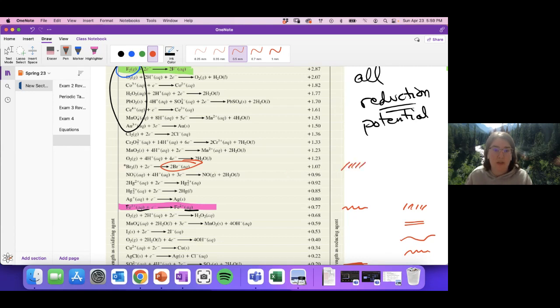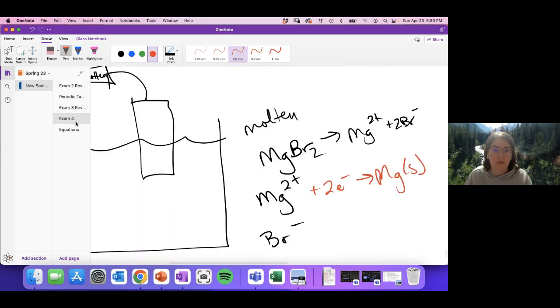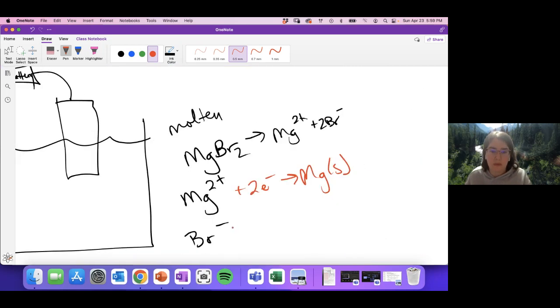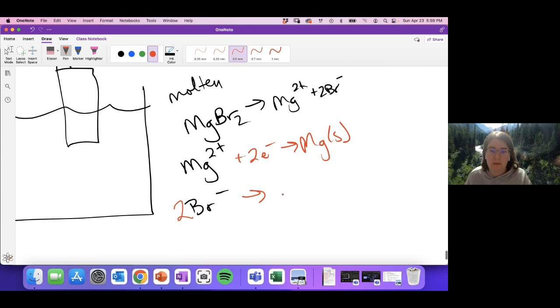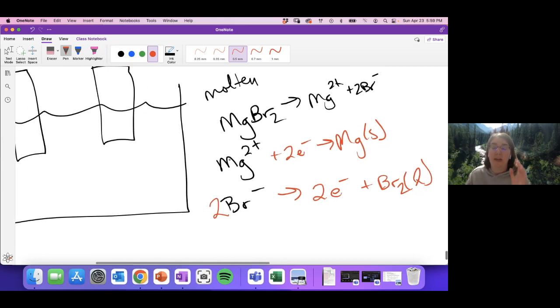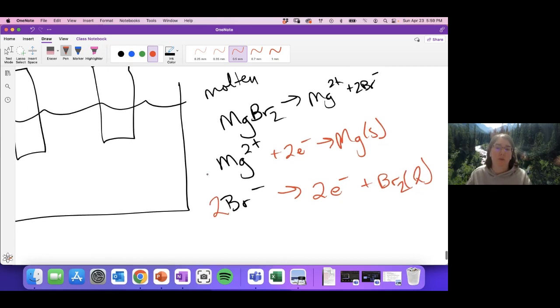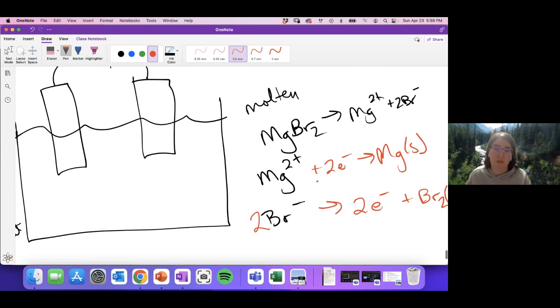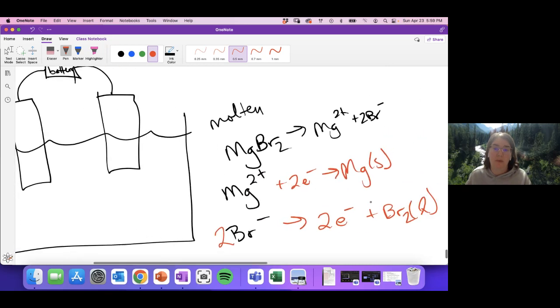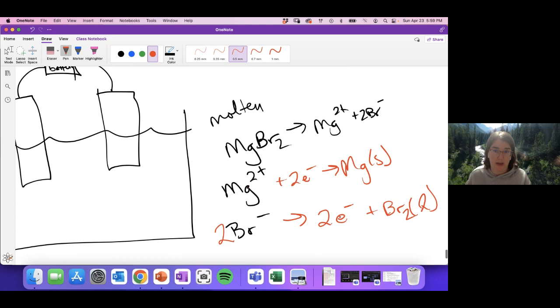But this is then going to be 2 Br minus giving off 2 electrons and becoming bromine as a liquid. So that actually tells me which one's oxidized and which one's reduced. My magnesium's getting reduced and my bromide's getting oxidized because of what I had to start with.